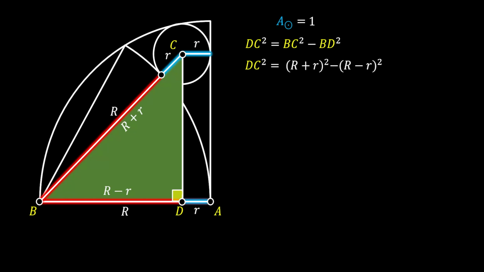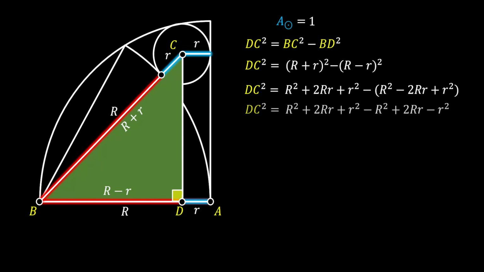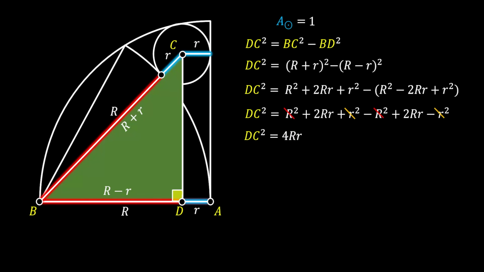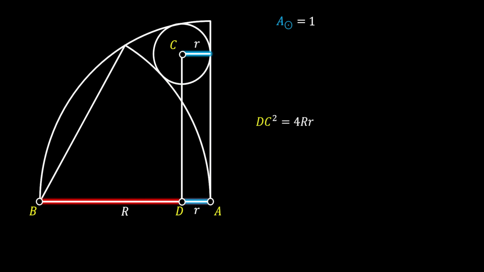Now we can expand by using the square of a binomial, and then we can get rid of the brackets by changing the signs inside the brackets. Finally, we're going to simplify by cancelling capital R squared and small r squared, and we will get that DC squared equals 4 times capital R times small r, and we're going to leave this value as it is.